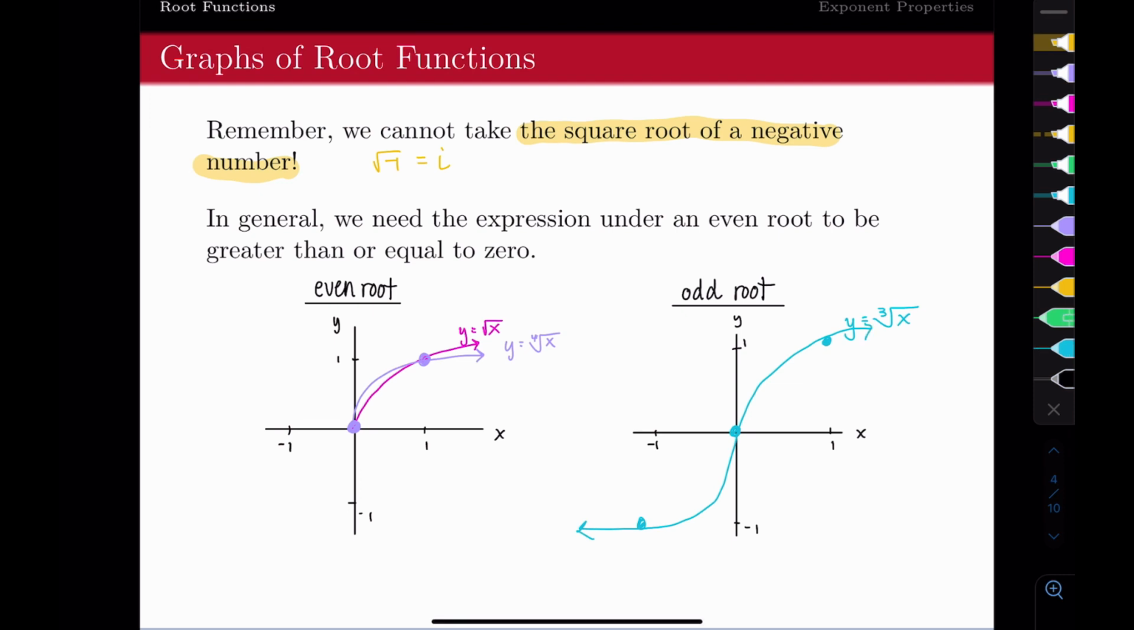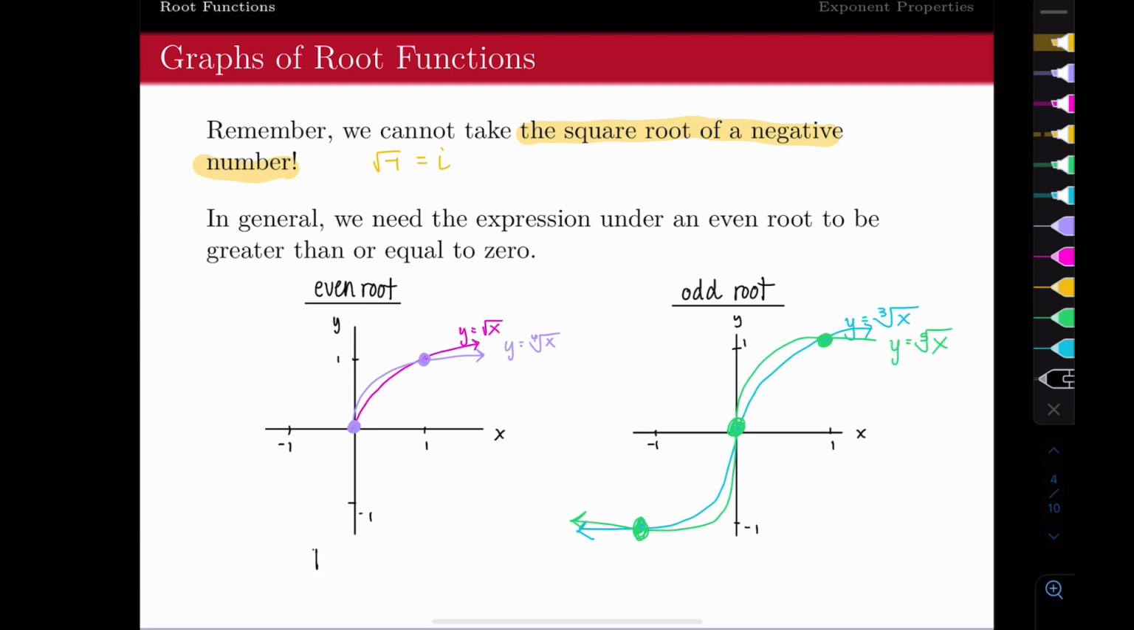So our next odd root would be the 5th root of x, and it goes through exactly these same points, (0, 0), (1, 1), (-1, -1), but it is just a condensed function, okay? So odd roots have the S shape, even roots have that half parabola shape.